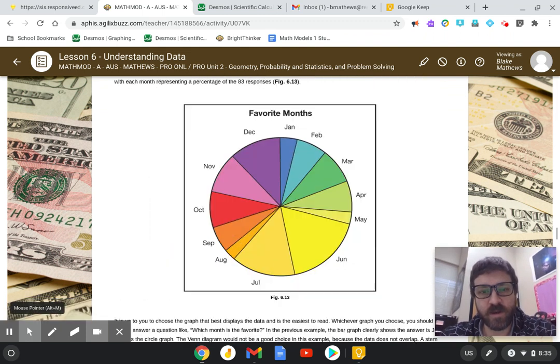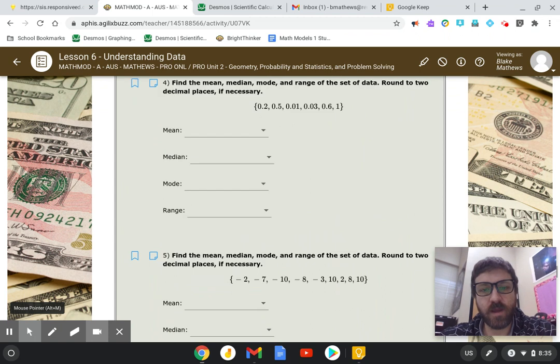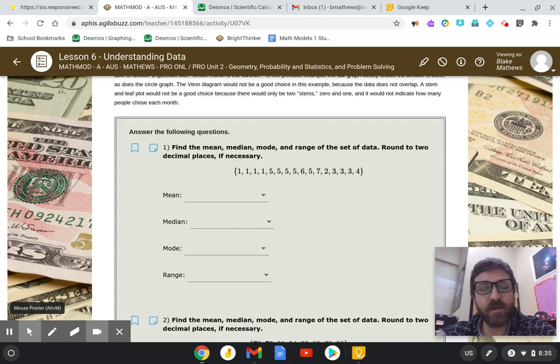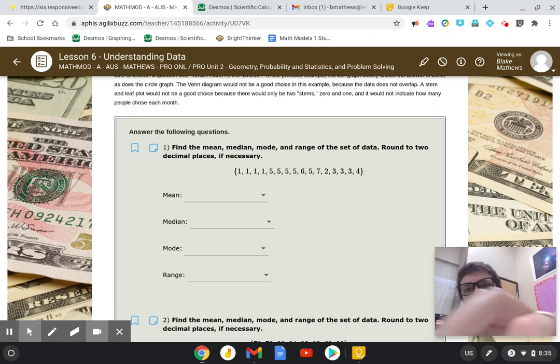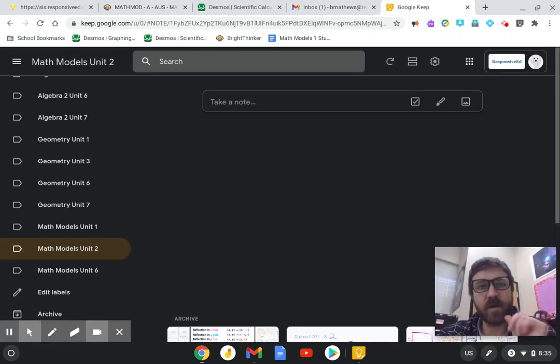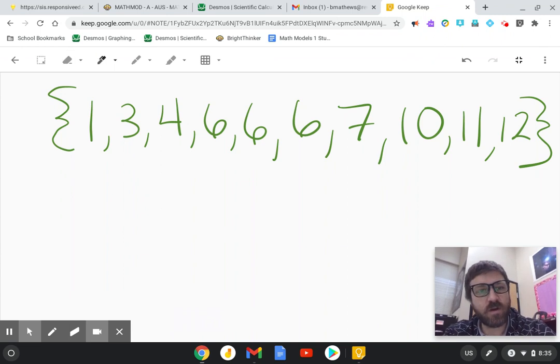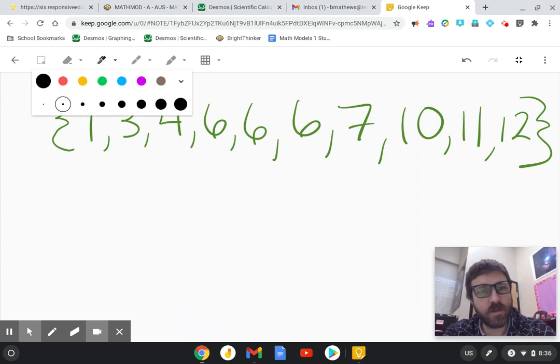They're going to give you a data set down here at the bottom. There's like 5 questions like this. They're going to give you a data set, and you need to calculate the mean, median, mode, and range. So I have an example already set up for us, so I can show you how to do this for finding the mean, median, mode, and range. Let's start by talking about the mean.